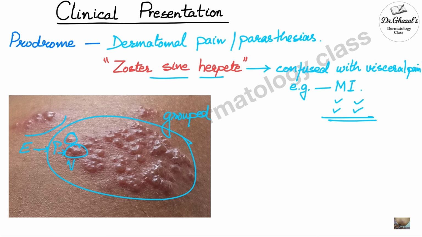You have to see the whole dermatome. This is only the rash, how the rash looks. Otherwise, if this picture alone is considered, it might be herpes simplex as well.